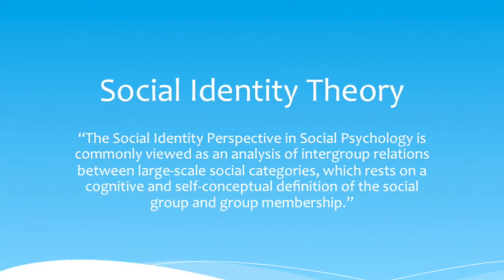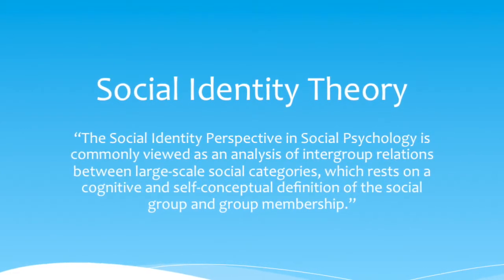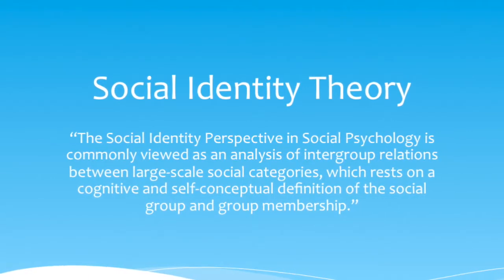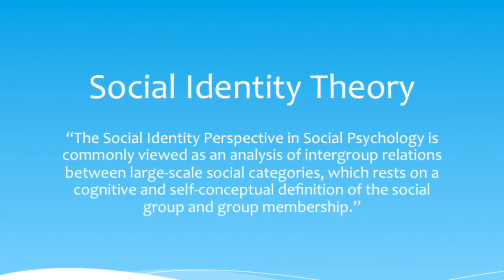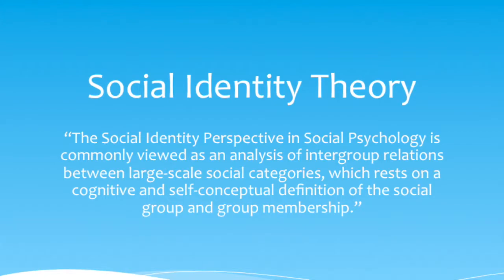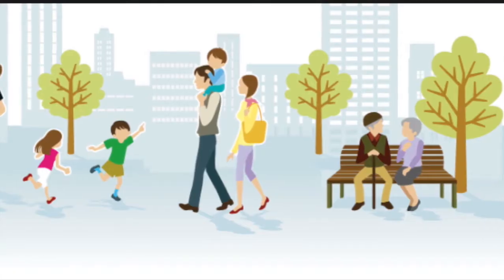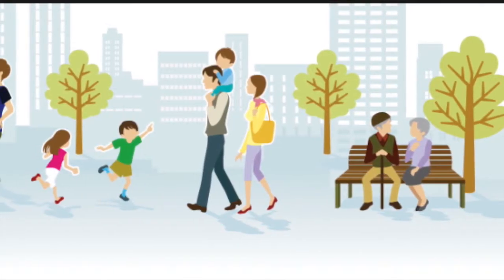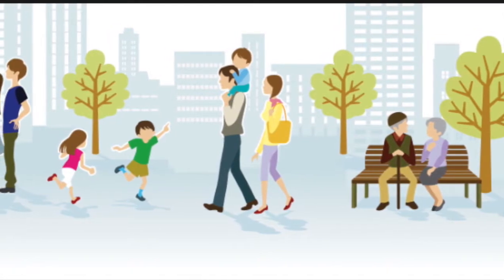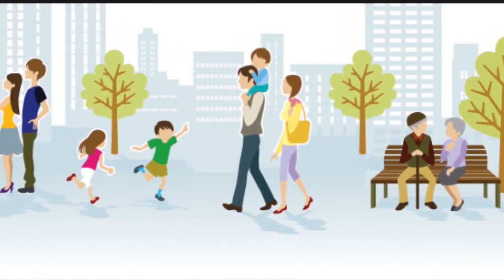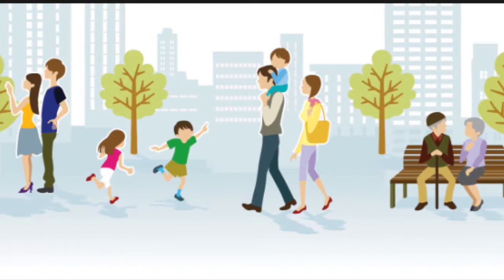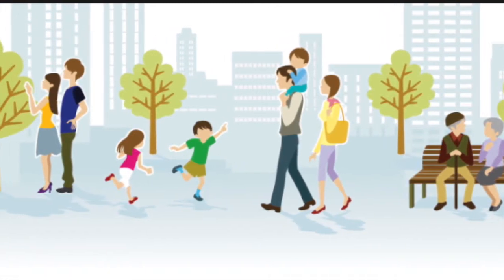Throughout the years, social rejection has been an inevitable facet of life that has affected interpersonal communication worldwide. Many researchers chose to use social identity theory, also known as social identity perspective, as a means for analyzing social rejection and its effects on personal relationships. The social identity theory is commonly viewed as an analysis of intergroup relationships between large-scale categories. There are 6 basic premises of social identity theory.